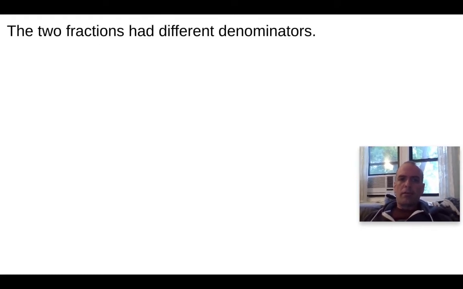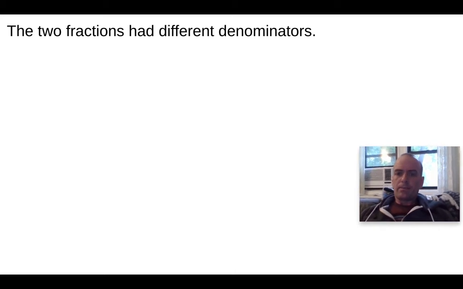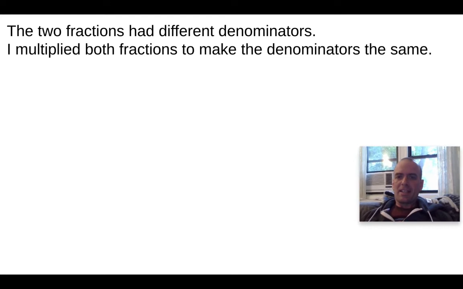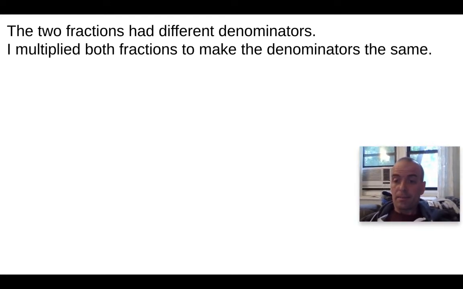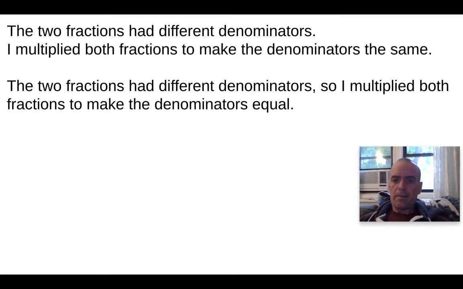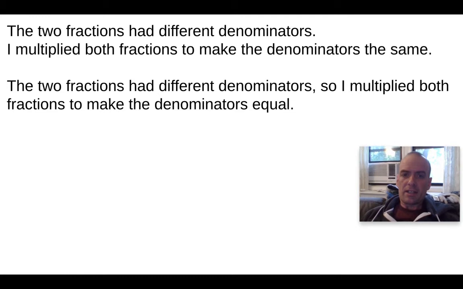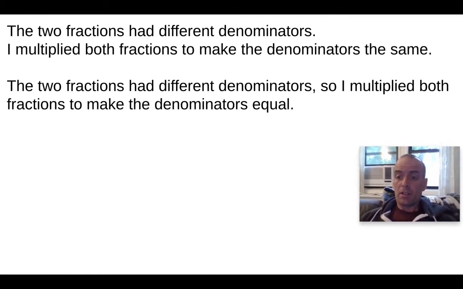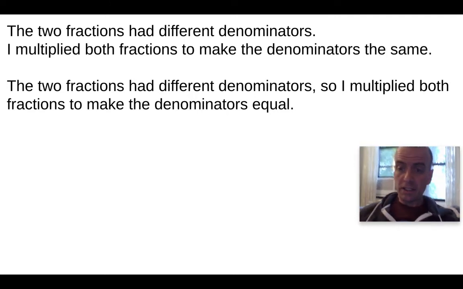Okay. Let's look at one more. The two fractions had different denominators. Problem. I multiplied both fractions to make the denominators the same. Solution. So let's put that together into one sentence. The two fractions had different denominators, so I multiplied both fractions to make the denominators equal. All right, solution.